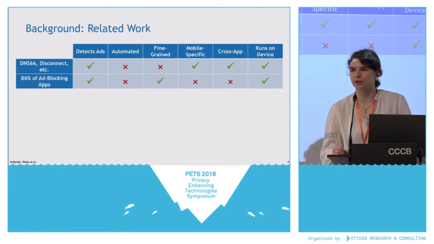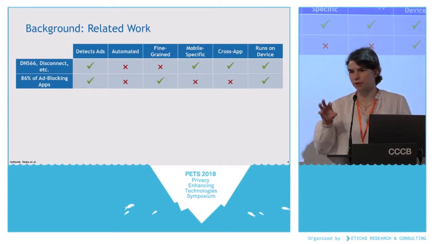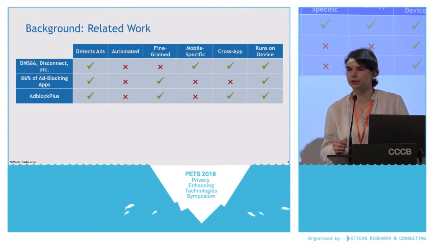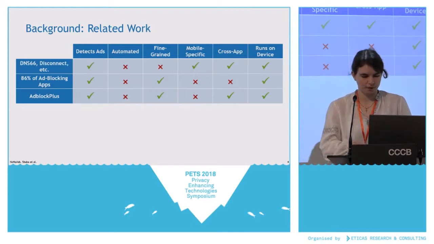However, 86% of ad blocking apps that are out there on the Google Play Store only block ads within the browser app itself. There is an AdBlock Plus version that blocks ads across multiple apps, but it requires either a rooted phone or a complex Wi-Fi proxy setup that is not suitable for the average user.